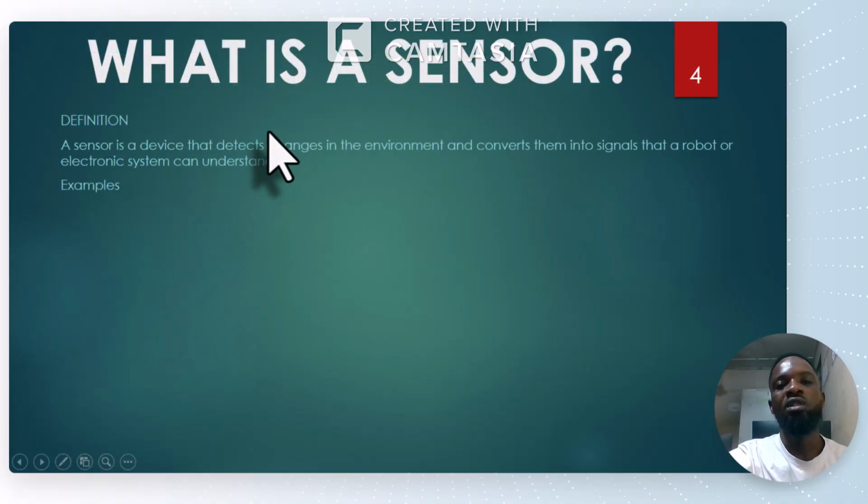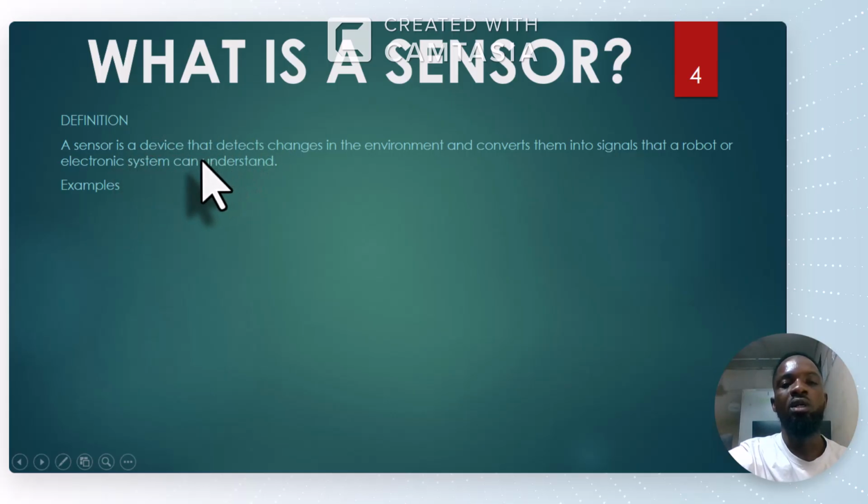Now, the question is, what is a sensor? By definition, a sensor is a device that detects changes in the environment and converts them into signals that a robot or electronic system can understand. Is that okay? So by definition, that is what a sensor is.